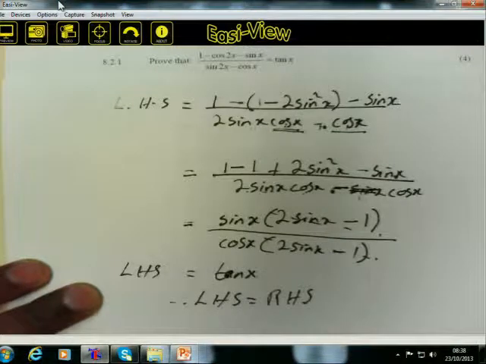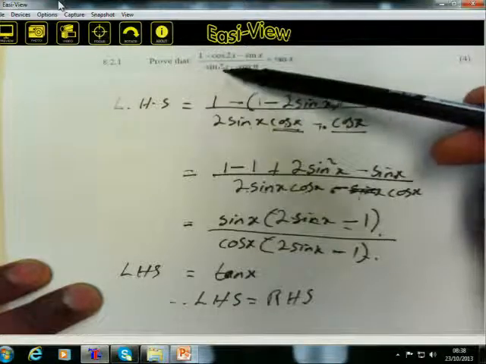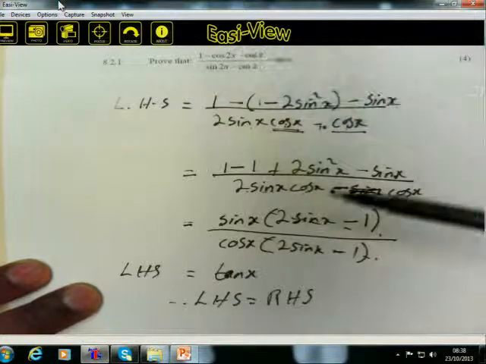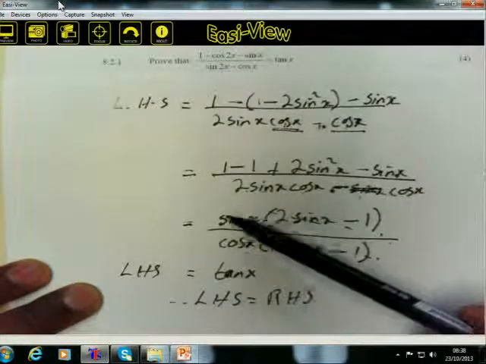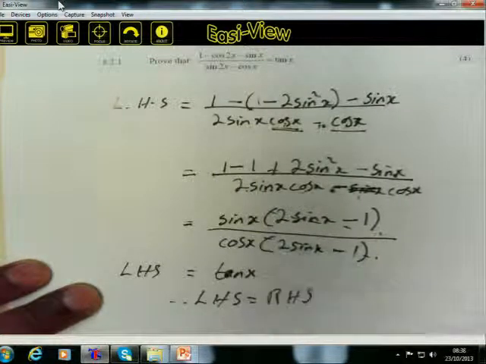By applying, initially, we've got the double angle, we also have the double angle, and then at the end here, we've got to apply the fundamental identity. Sin x over cos x is the same as tan x. Clear? Interesting. Thank you. I did this one for you. I'm also going to give you some exercise to do on your own.